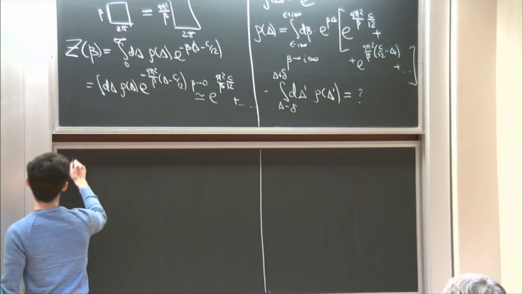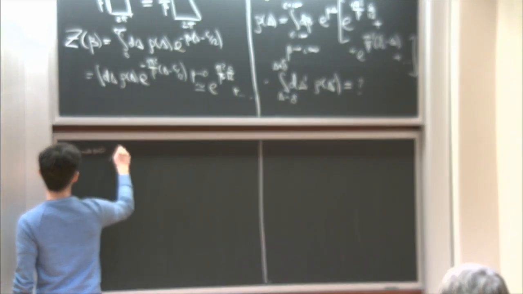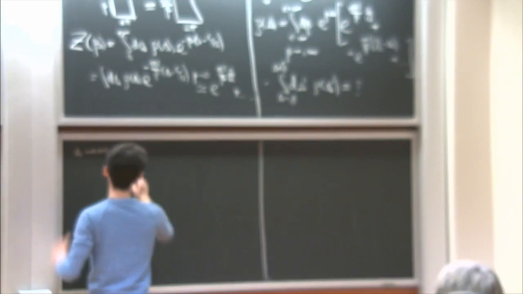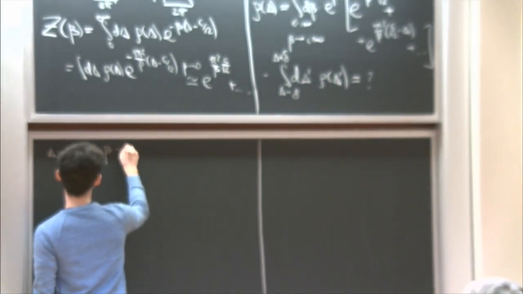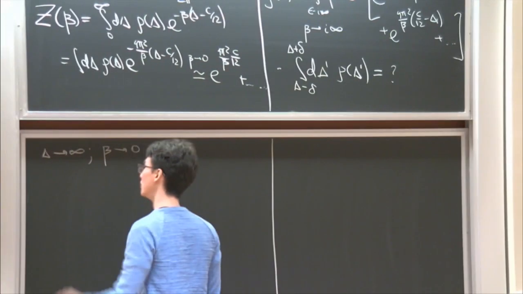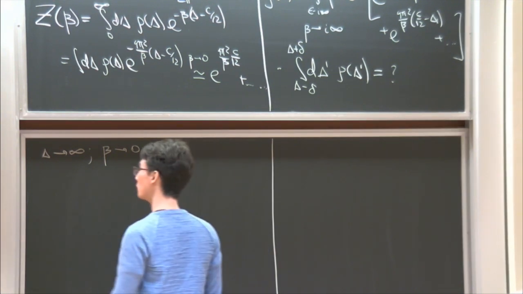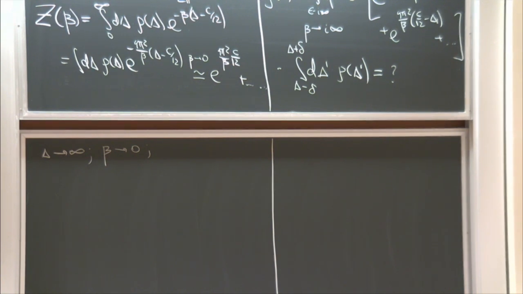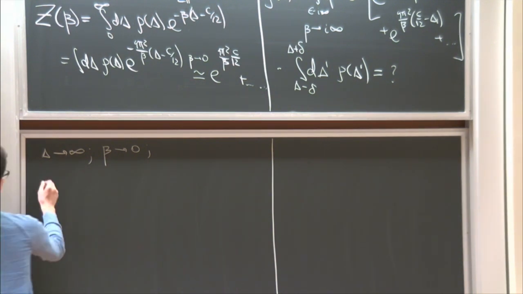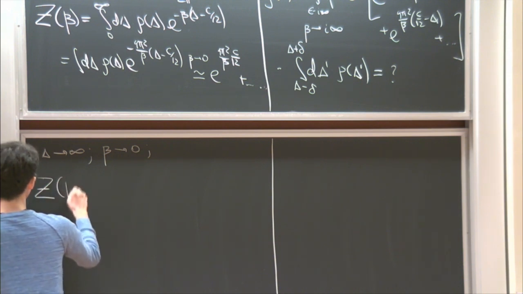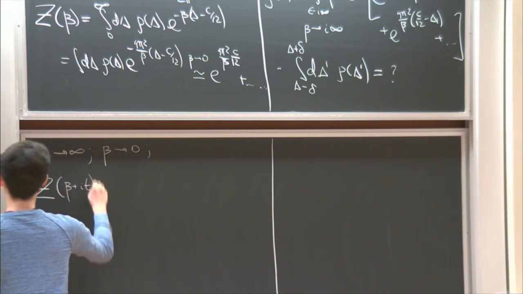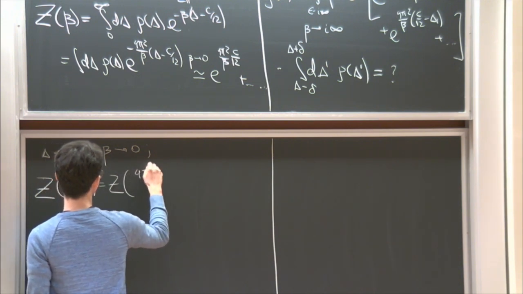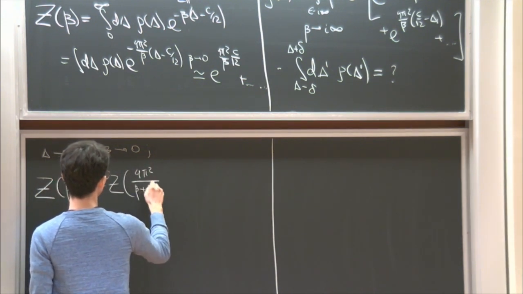So now we would like to take the limit when delta goes to infinity, and I will later choose beta to be small. Beta is a parameter which we can choose. And so we expect that the universal contribution will come from the vacuum in the dual channel. That is, we take this partition function, we dualize it, use modular invariance.